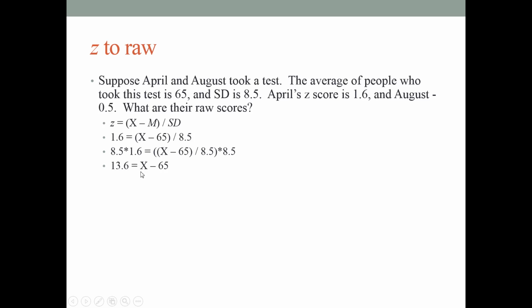And then how do we get rid of this 65? How about adding 65 on both sides? So we add 65 to 13.6, and then on this side, x minus 65, we plus 65. So only x is left. And these two numbers added together are 78.6. And that's the answer. This is April, because that's April's z-score.